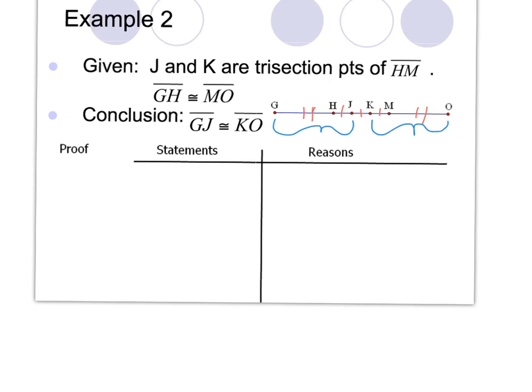So let's look. I've got these 2 congruent parts, this GH and MO, and I've got HJ and KM. Well, if I take 2 congruent pieces and add 2 congruent pieces to those congruent pieces, I believe I should get congruent pieces. In other words, congruent segments are the pieces that I'm talking about. Sounds like we about done. All right, so we got our given.